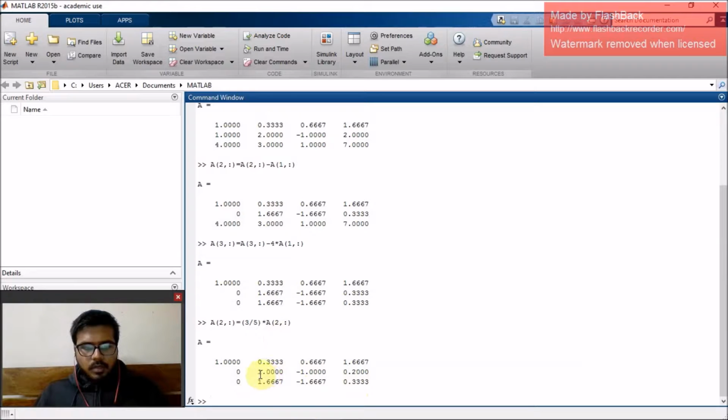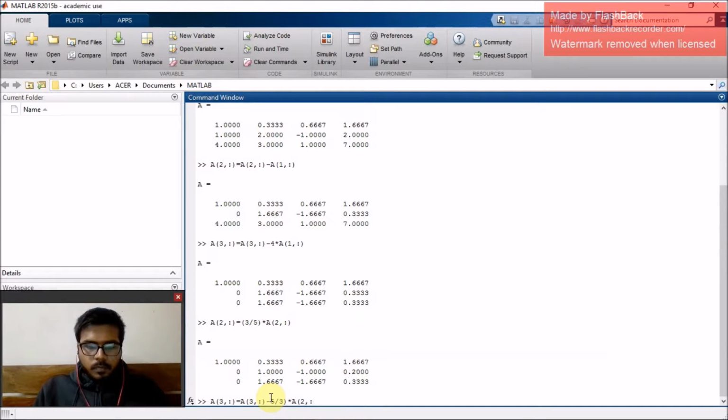Because this is 1, I need to make the element below it 0 again. Now to make this 0, this is again 5 by 3. So I'll add minus 5 by 3 times the second row to the third row. So again you do A of the third row is equal to A, selecting the third row again, minus 5 by 3 times the second row.